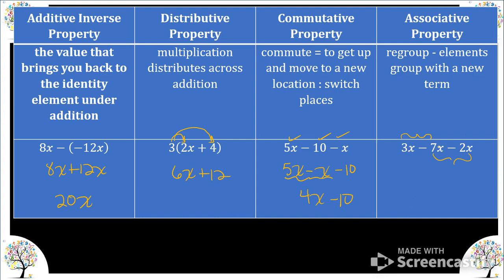So if we go 3x minus 7x, that gives us negative 4x, minus the 2x gives us negative 6x. Or if we did the last 2, negative 7x minus 2x, that is negative 9x, and then we still have the 3x. This gives us the negative 6x. So again, we simplified from 3 terms to a single term.